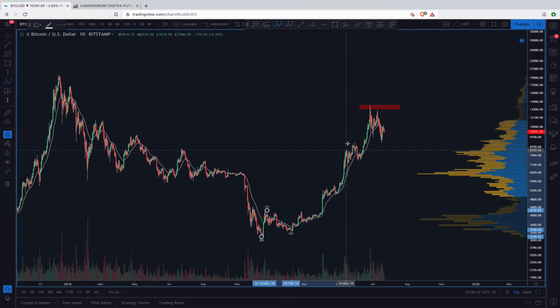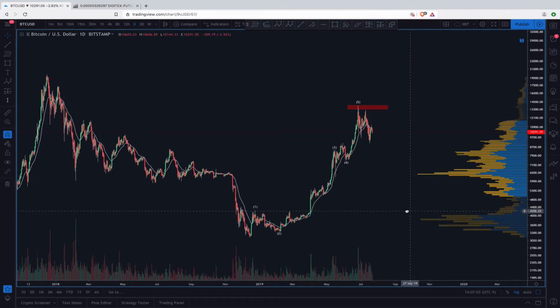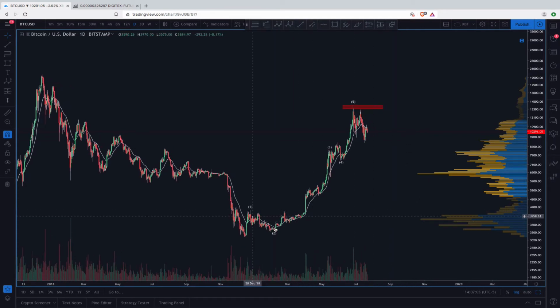I'm going to show you why I think this is a 3-4 right here, and then why I think that we've probably finished in a 5 right here. And symmetrically this checks out for the most part. So the 1-2 is pretty straightforward. You can't really argue with that. You got the impulse for the 1.